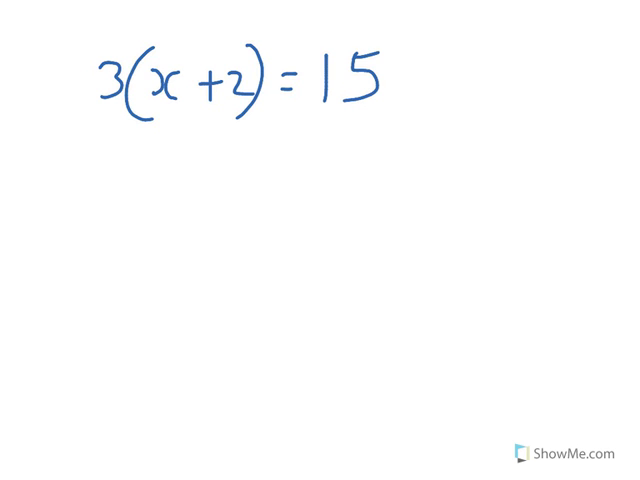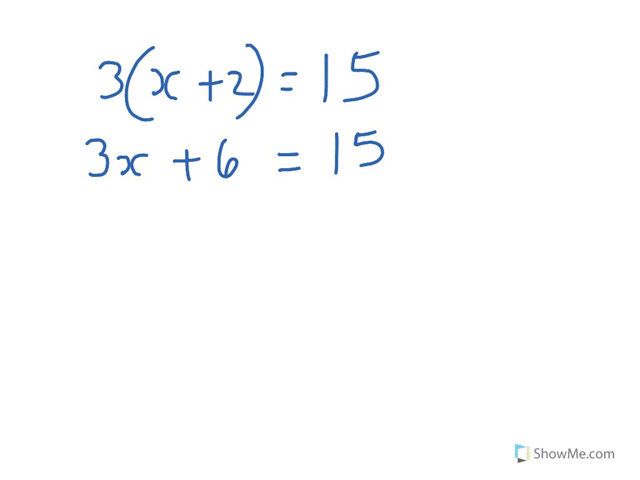Okay, an equation that has a bracket in it. Right, so we need to multiply out this bracket first of all. That's the first thing you need to do. So if I multiply out this bracket, I would get 3 times x is 3x, and 3 times 2 is 6, plus 6 equals 15. And now we have an equation similar to the last one.